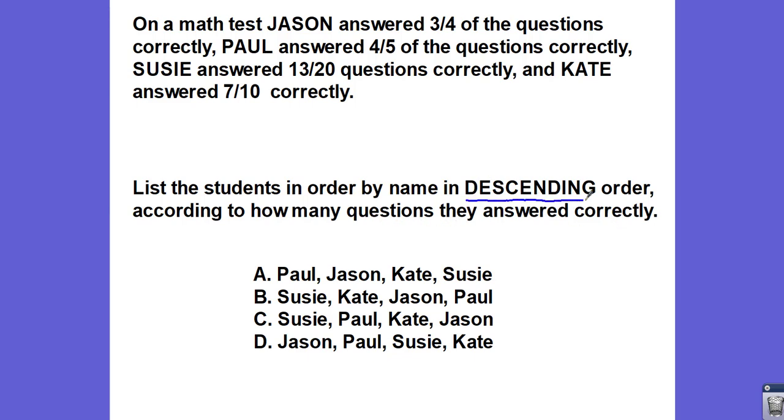So here we're looking at descending as our vocabulary word that we're dealing with. Descending means that I'm going to do big to small. So all of these are fractions, and one way you can compare fractions is to find common denominators. But since we have the use of a calculator, let's just change all of these to decimals. And the way we do that is top in, bottom out.